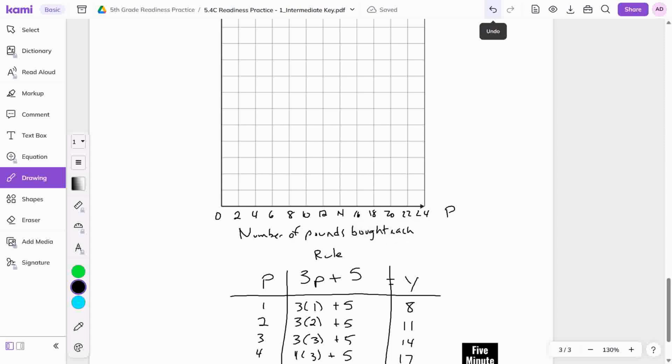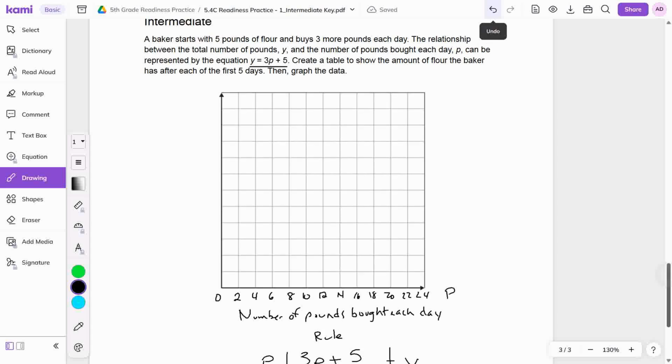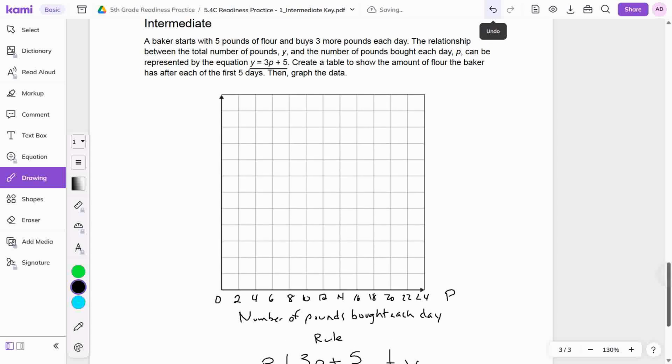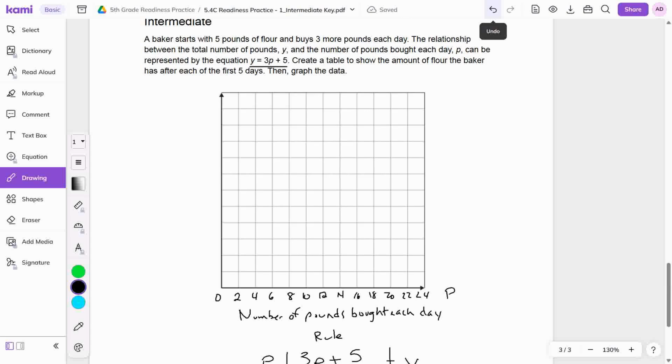And then what is our y-axis? We need to label that, and that is going to be the total number of pounds. We're also going to skip count by twos, and it's really for the y-axis that we need to skip count by twos because the first 5 days is going to get us a value all the way up to 20. And so if we went up to 12, it's not going to do enough, but look, I've got at least 20. And so this is my y-axis, and we can say total number of pounds.